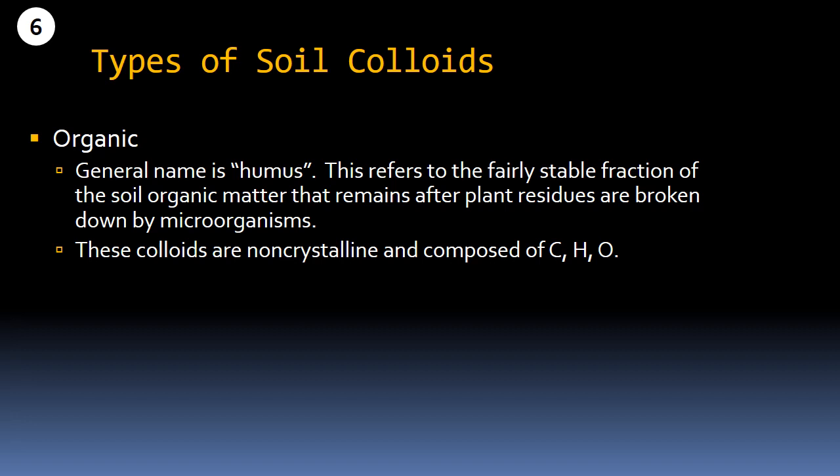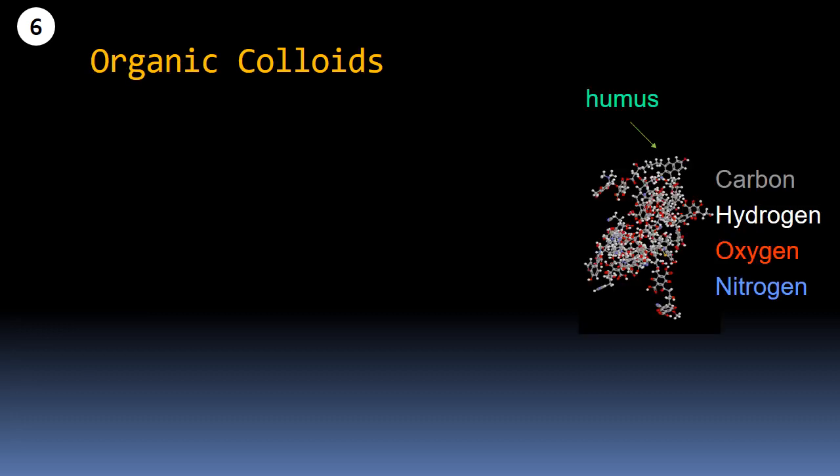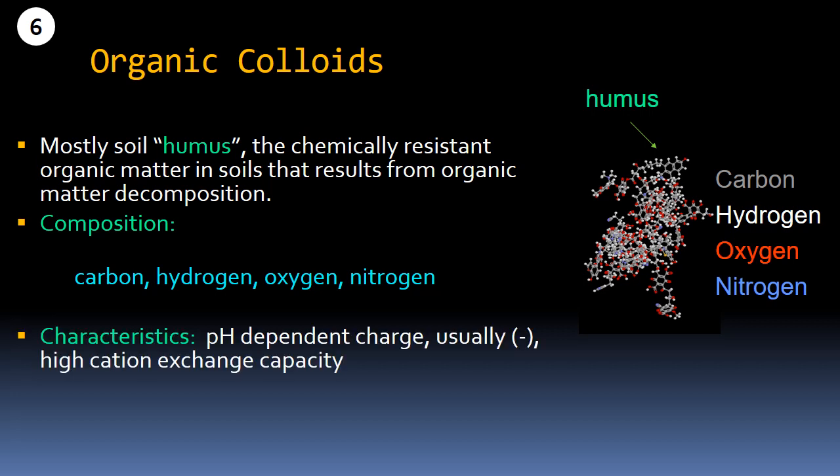All right, so this type of colloid is also non-crystalline. It is organic, and therefore you expect to have carbon, hydrogen, and oxygen in it. If you look at the structure of the humus, it looks like the picture you see here. So the humus has carbon, hydrogen, and oxygen, and it is also dependent on pH to generate its negative or positive charges.